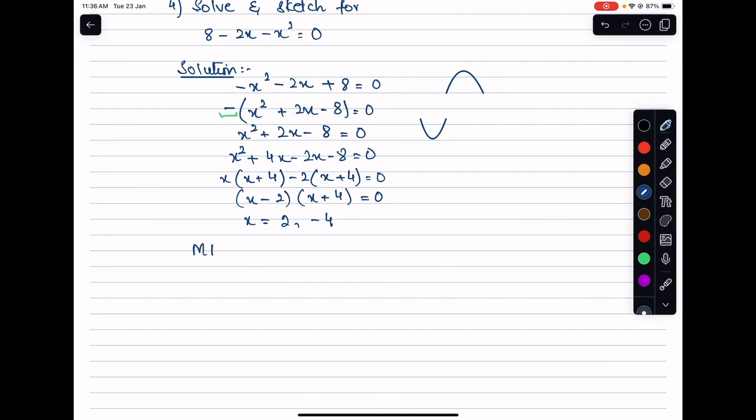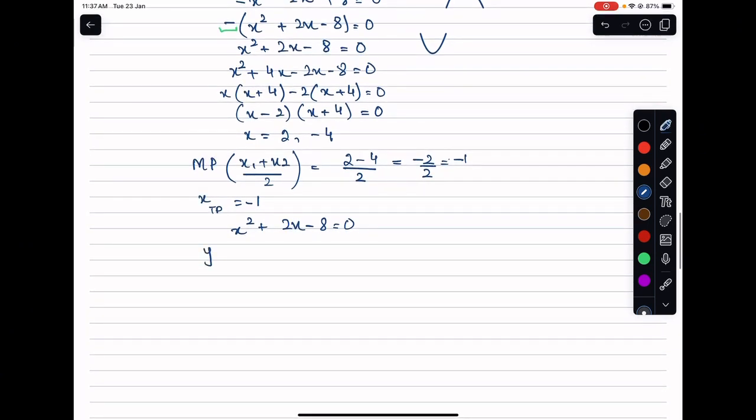For that, apply the midpoint formula, which should be (x1 plus x2) divided by 2. Or we can say this is (2 minus 4) divided by 2. And that can give me the answer, which is negative 2 divided by 2. So now I know that the turning point x coordinate is going to be negative 1. I can substitute this negative 1 back in the equation, which is x squared plus 2x minus 8.